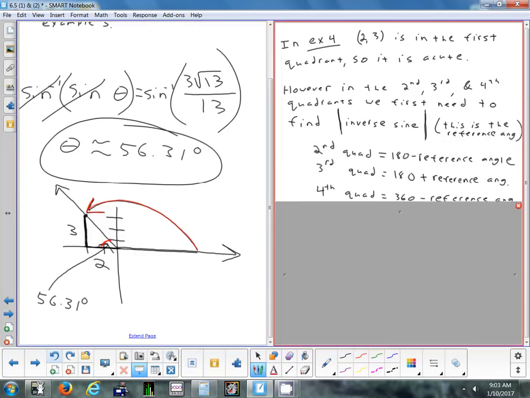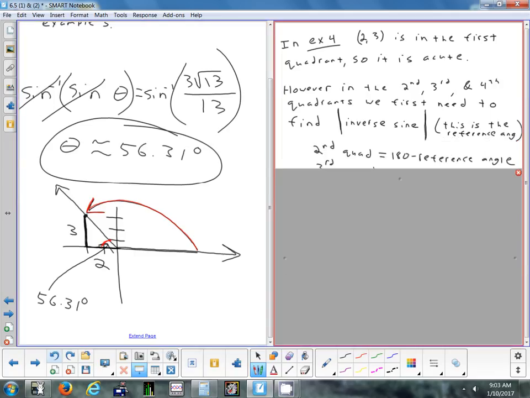Exactly. If you have an angle in quadrant 2, it's 180 minus your reference angle. And your reference angle is basically the absolute value of inverse sine. So let's say somebody did this problem and they left this as a negative 2, because they said, oh, I went 2 to the left. You would have ended up with negative 56.31.